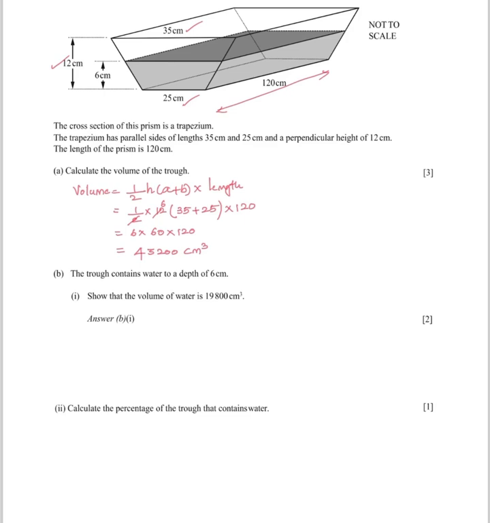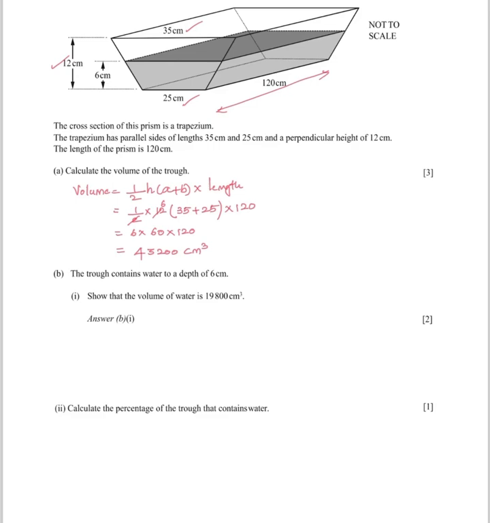Now subdivision B. The trough contains water to a depth of 6 centimeter. That is, the shaded portion is the region where water is there. Show that the volume of water is 19,800. Now this portion is also looking like a prism, but the height is reduced. It is 6 centimeter instead of 12 centimeter.